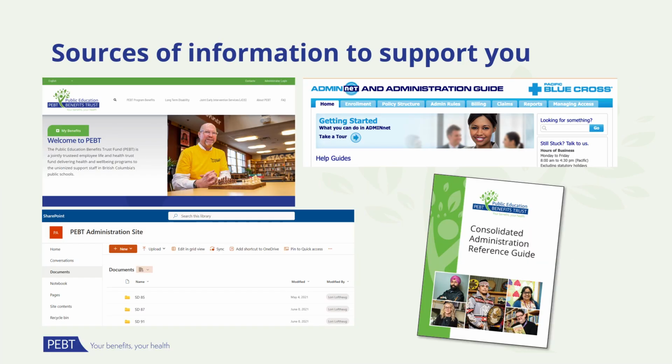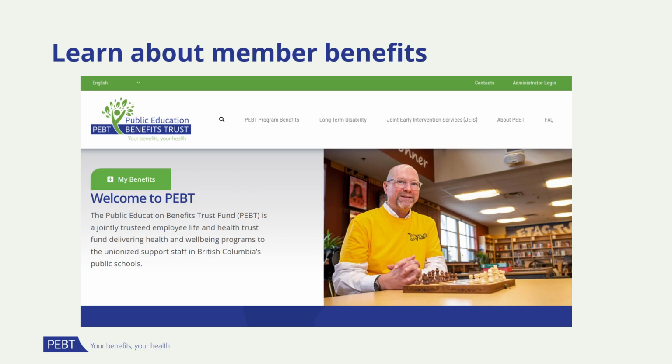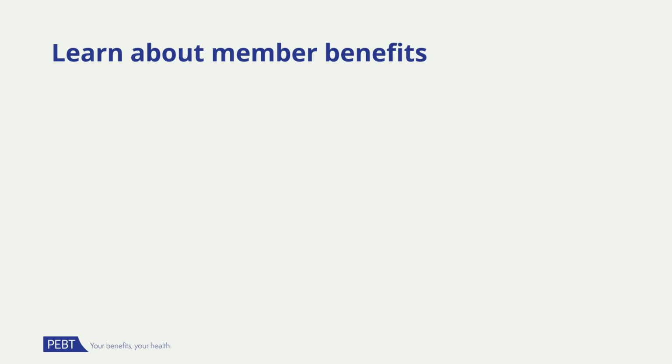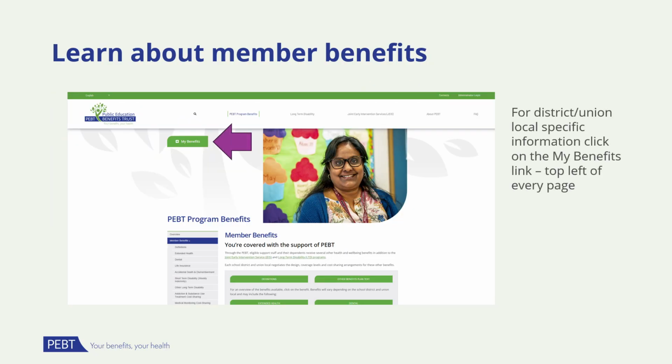Before we get started, I want to remind you that there are sources of information to support you. You may even want to open these tools so you can pause the lesson and reference them. We also encourage you to brush up on the member benefits. The best way to do this is through the PEBT website. Under Member Benefits, you will find details about each benefit in these sections. For District Union Local specific information, click on the My Benefits link at the top left of every page.